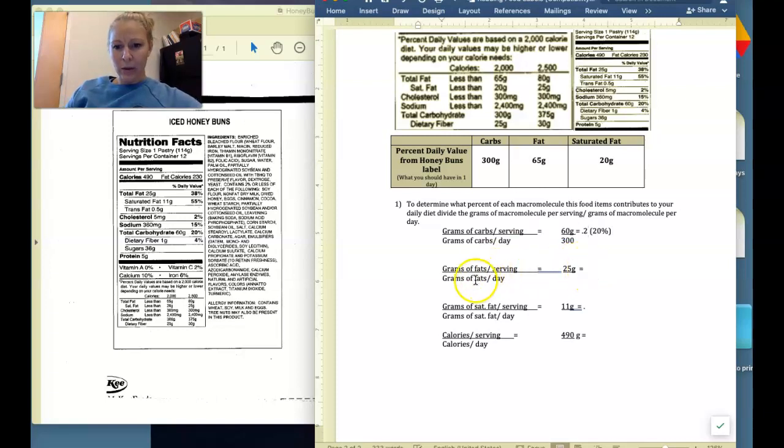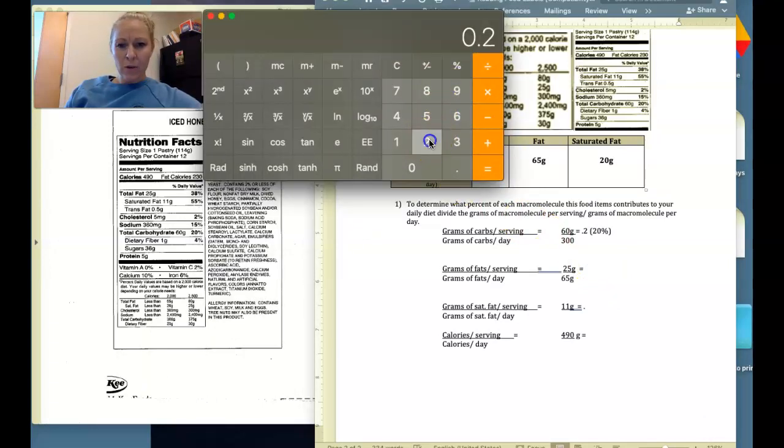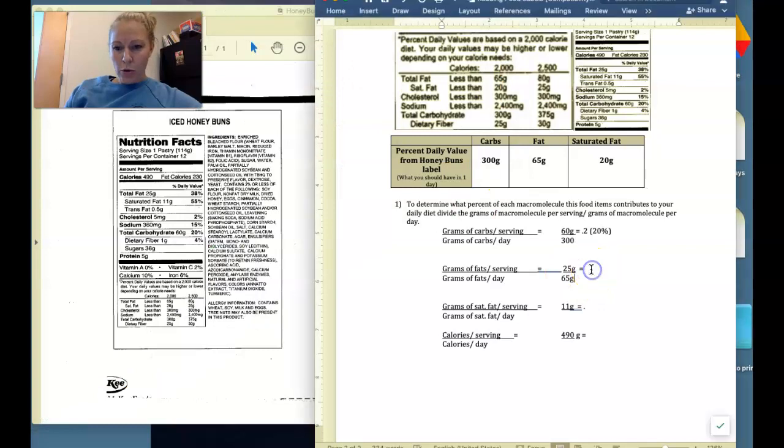Let's look at our grams of fat. There are 25 grams in our honey bun, and we're supposed to have about 65 grams if you're following the 2,000 calorie diet. So let's do some math. 25 divided by 65 gives us 0.38, or 38%.